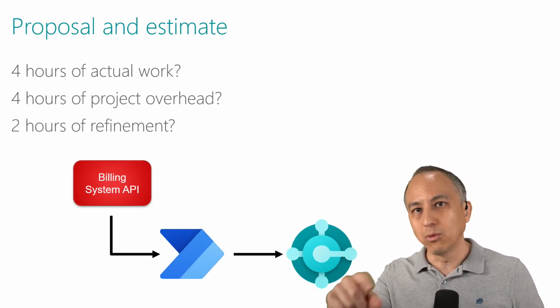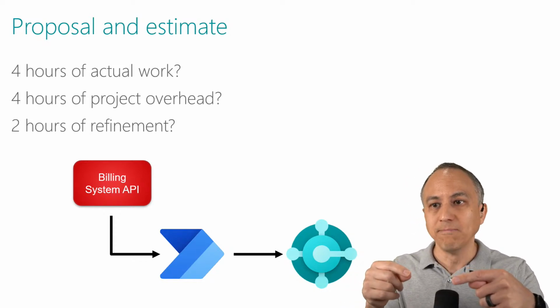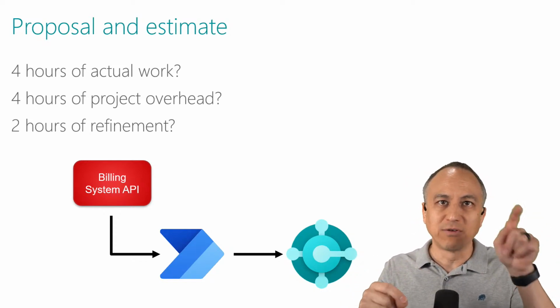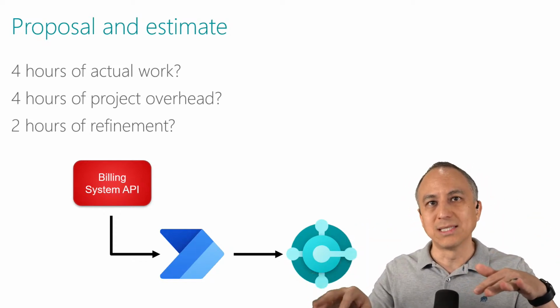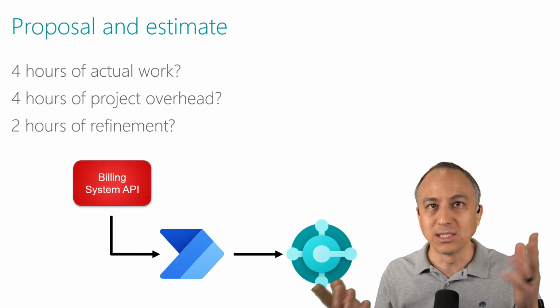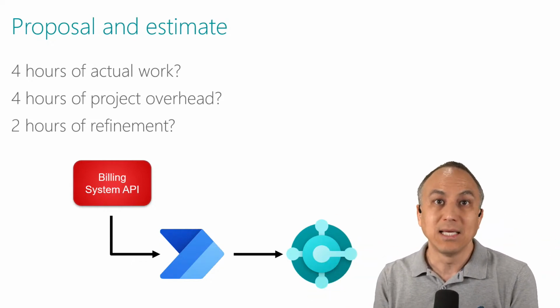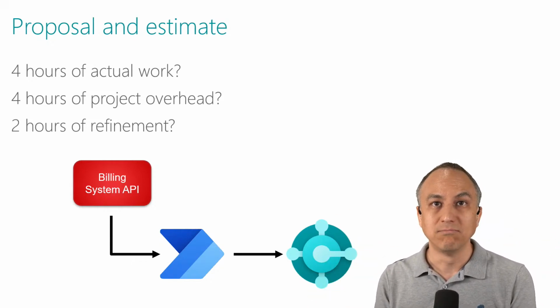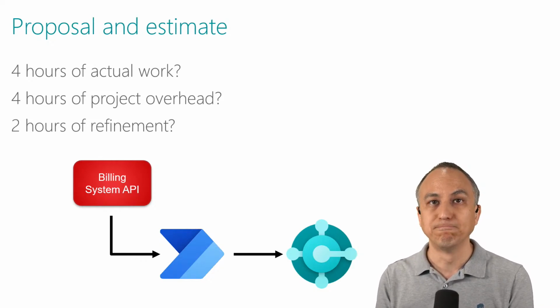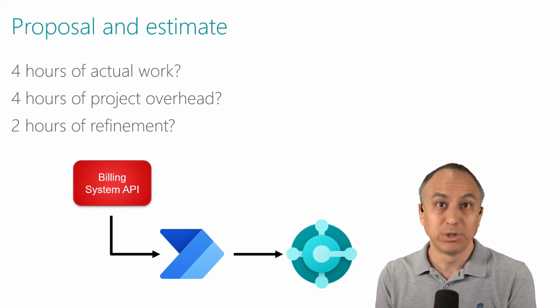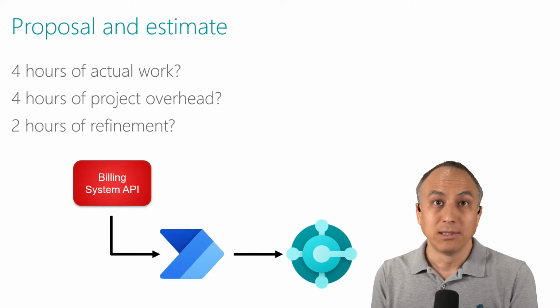and the customer's like, well, can we get this in the description? Or we actually want this field from the billing system to show up here in Business Central, and these amounts or these GL accounts need to be mapped, whatever. Let's say that you have 2 hours to refine things, work out a few kinks, and finish up. Pretty simple, right? 10 hours.